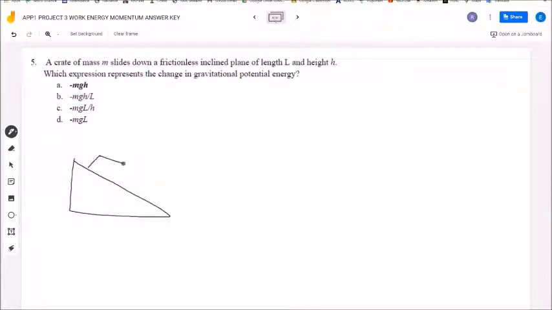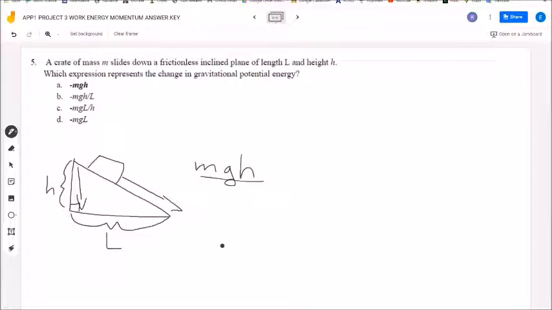Here's the crate sliding down the plane, and this is height H, length L. And since we know that the crate falls down a vertical distance of H, and we know that gravitational potential energy is represented by mgh, the gravitational potential energy of the crate would decrease by mgh. The length of the ramp is just completely irrelevant in this question.